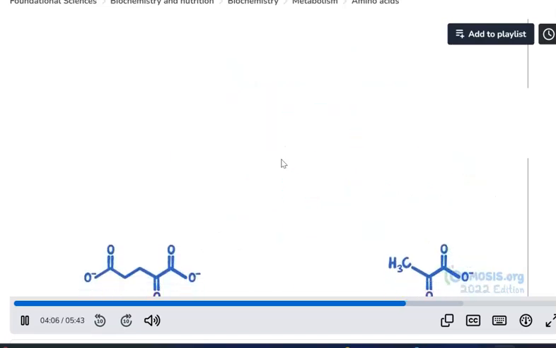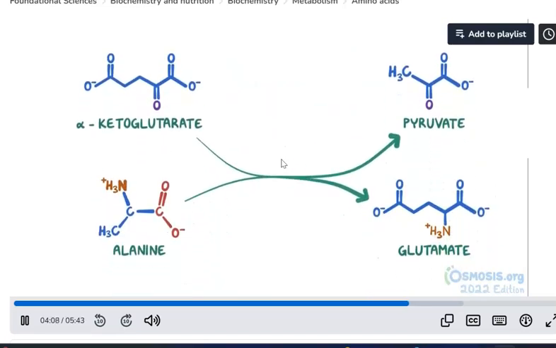And remember that all of these reactions are reversible. So when the body needs amino acids, these reactions can go in full reverse, using the same enzymes to synthesize our original amino acid, alanine.